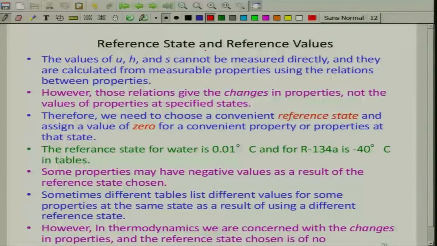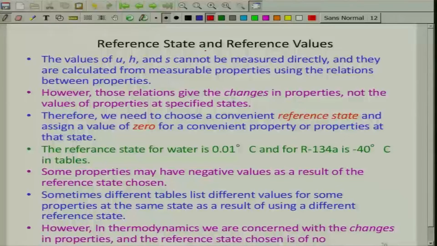The last slide which I am going to cover in this lecture is about the reference state. Remember that we cannot calculate the absolute value of the entropy, enthalpy, basically the free energies. So we always calculate the difference of the value with respect to a certain reference. So usually the reference becomes important. We often choose the reference state for water in terms of temperature as 0.01 degree, and for the refrigerant as minus 40 degrees Celsius. So it's important that when you look at the table, you look at what reference is being considered.